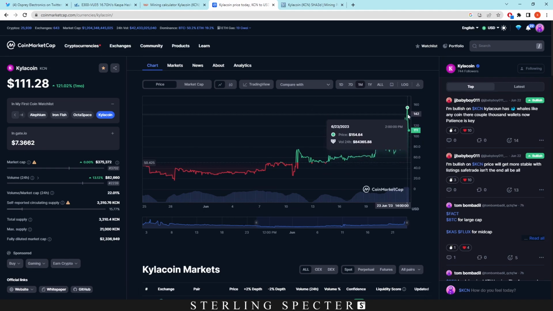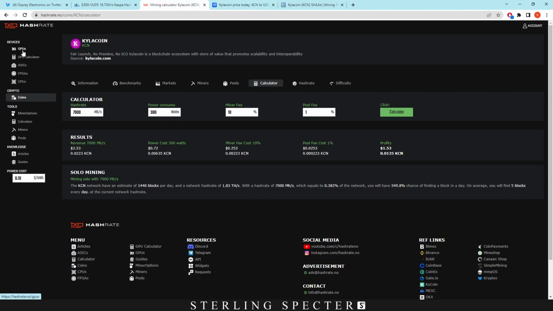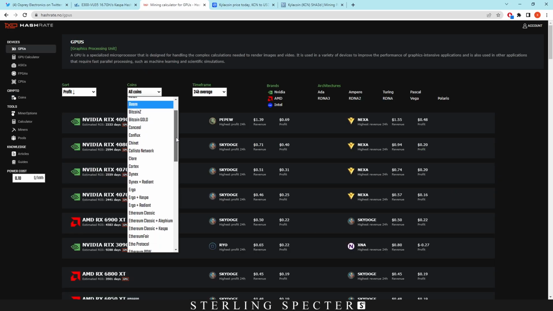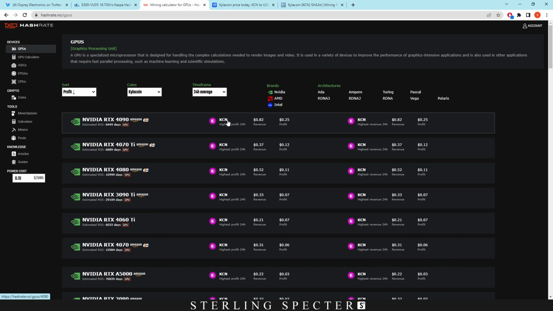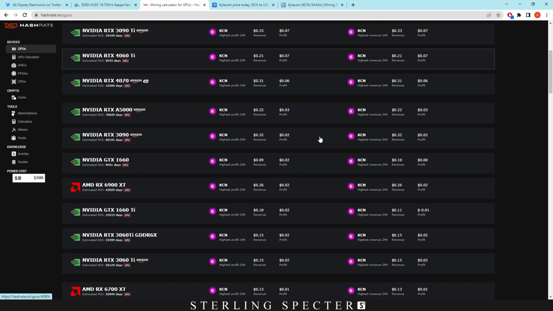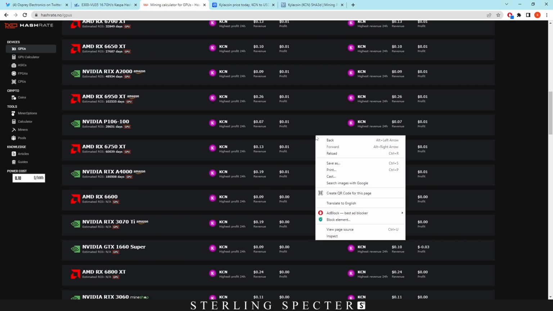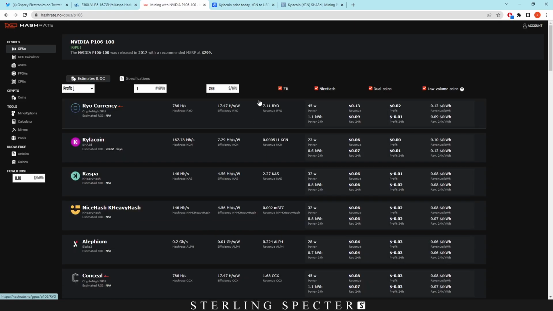Even on GPU, I believe it is profitable as well. If we go on to GPUs and we click on KylaCoin here, we can see that the profit on a 4090 is 25 cents. So there's some GPUs that are profitable. Not a lot as you keep going down, but the FPGAs will be pretty profitable compared to these GPUs, as we always say. So that's it for the video.